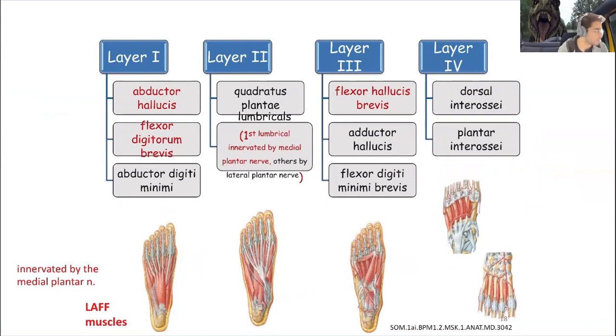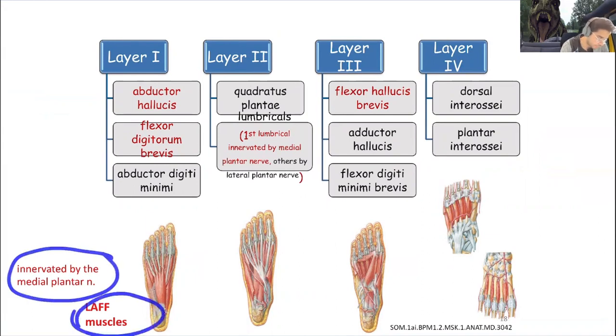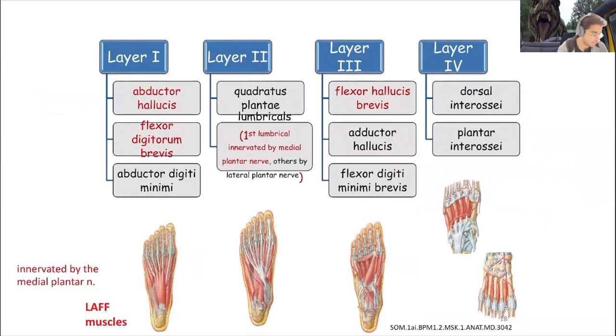Of course, what you do need to know is that anything highlighted in red is the one that's tested most often. It's innervated by the plantar nerve, right? If you outline this, these are associated with your abductor hallucis, flexor digitorum brevis, first lumbrical innervated by the plantar, and then the flexor hallucis brevis as well.